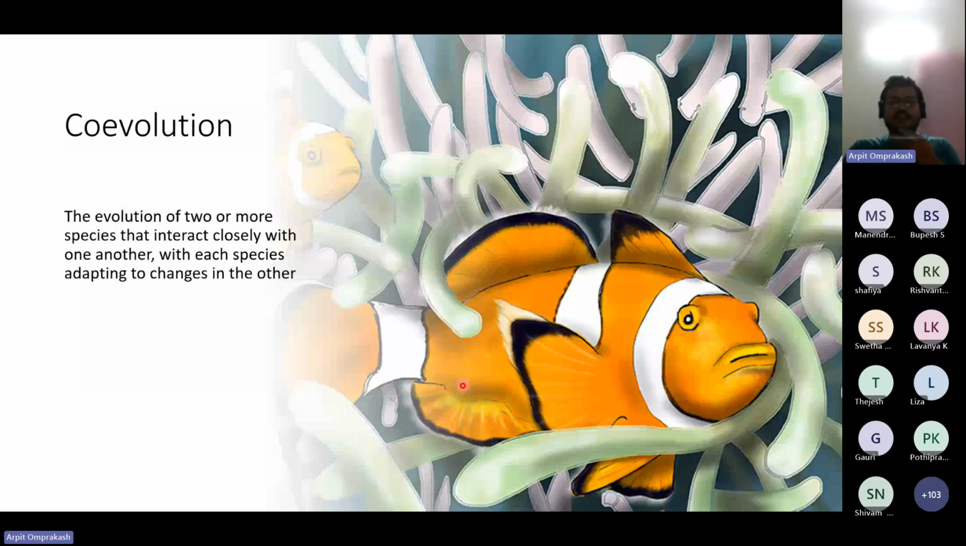For example, here we can see clownfish and sea anemone. The sea anemone's tentacles have some sort of toxin, which it uses to scare away predators. The clownfish is resistant to the toxin produced by the sea anemone because it has evolved resistance to the toxin. Why? Because it stays within the sea anemone, and that helps it stay away from predators, which might come after it but will get stung by the sea anemone.